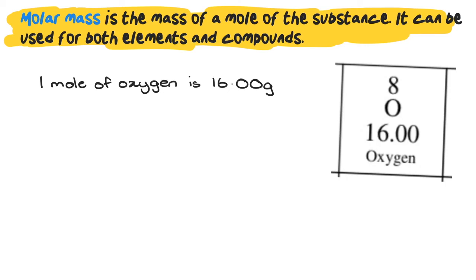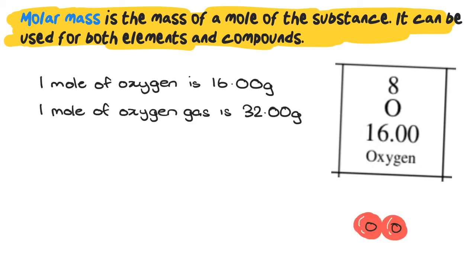No issues there. However, oxygen occurs naturally as a diatomic molecule. There we must multiply it by 2, which gives 32 grams. So 1 mole of oxygen gas is 32 grams, or more commonly expressed as 32 grams per mole.